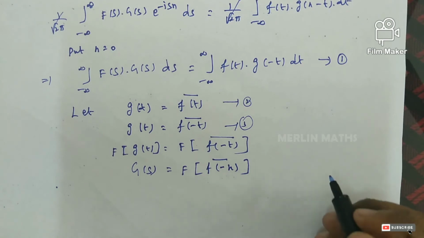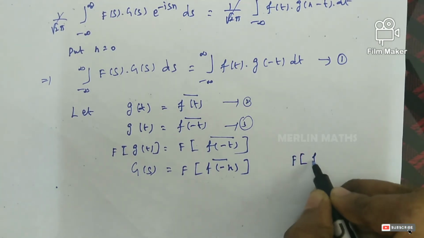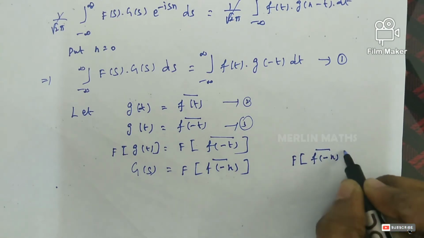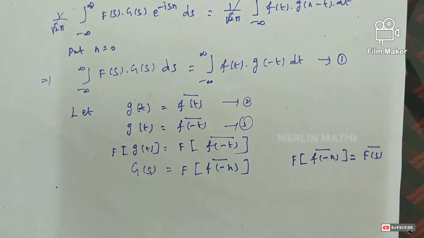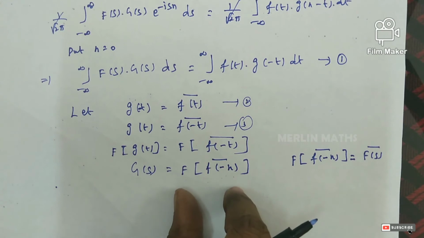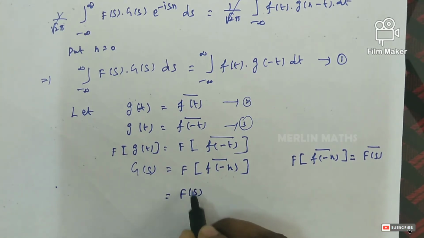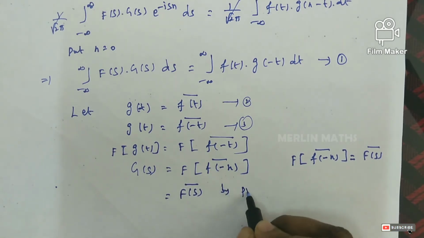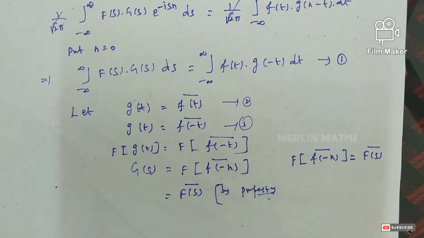We have a property under Fourier transform. What is the property? The property is Fourier transform of f of minus x the whole bar equal to F of s the whole bar. This is the property of Fourier transform. So using this property we can write, instead of this, F of s bar. So by the properties, G of s is equal to F of s bar.